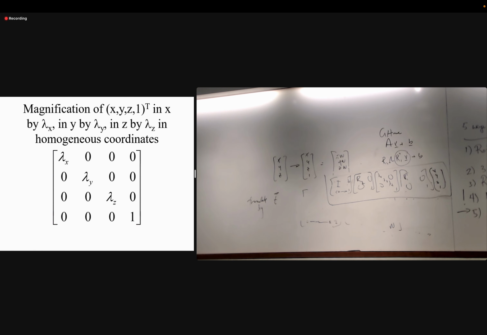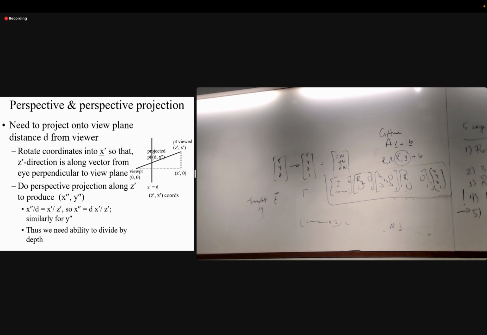And we'll stop now. We'll talk about perspective next time, and we'll see that perspective can be done with homogeneous coordinates as well. And so the take-home message will be, if what you want to do is everything, affine and perspective, in the same system, you use homogeneous coordinates.